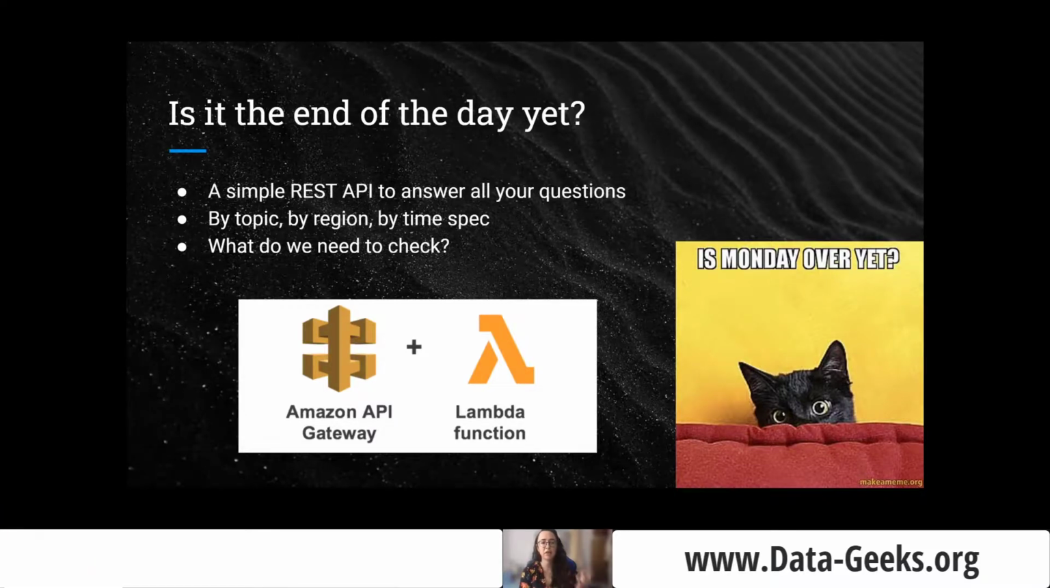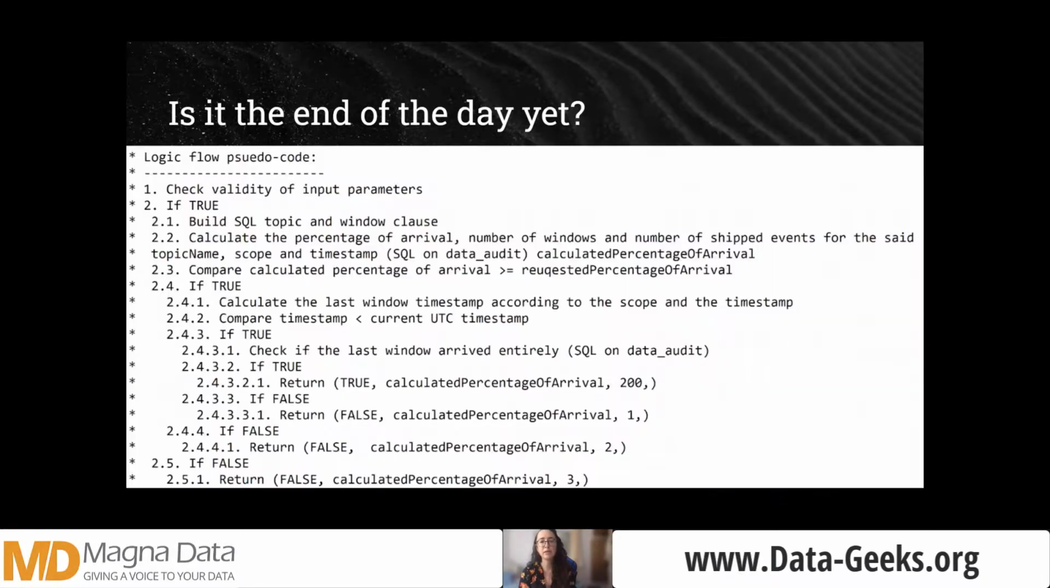In order to answer that question, based off the data we've collected, we again used Amazon API Gateway and a Lambda function. That Lambda function would be able to answer all your questions regarding the end of the day, by topic, by region, by time spec, for a certain hour, for a certain day. You would ask for a certain topic, and it would say, yes, it's the end of the day.